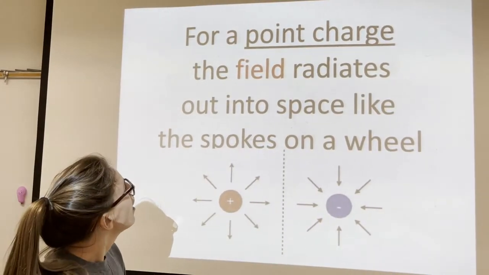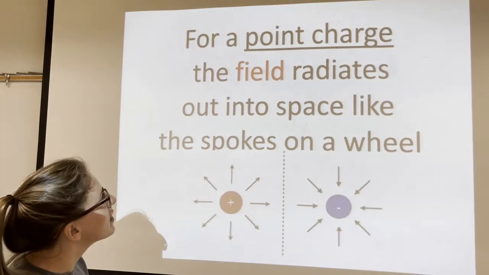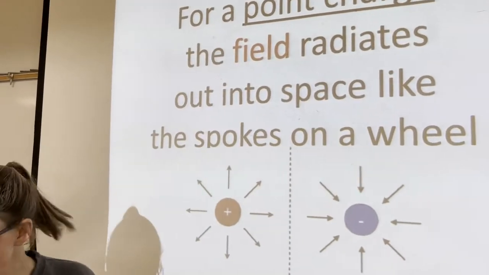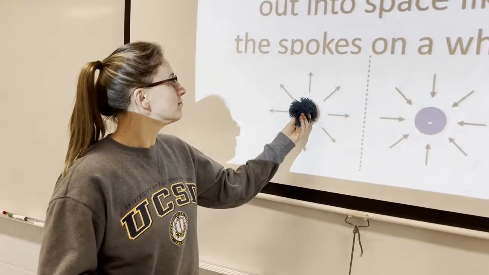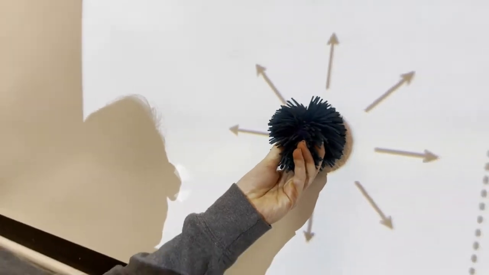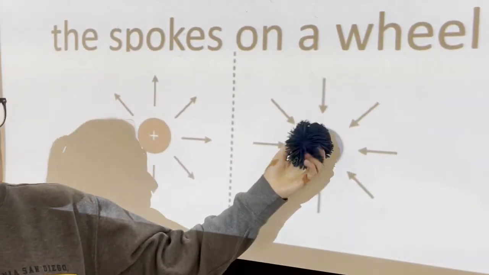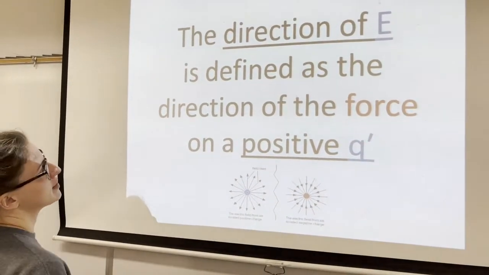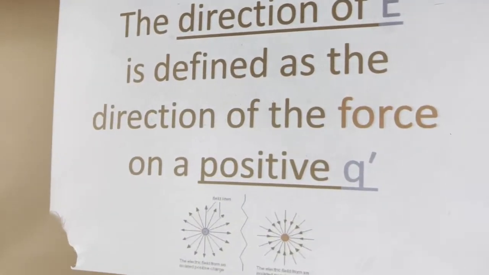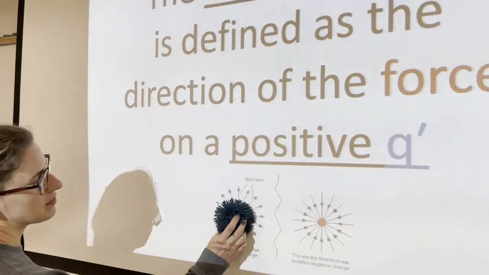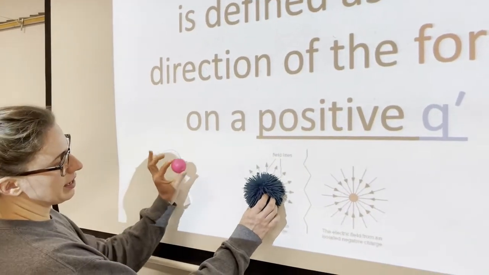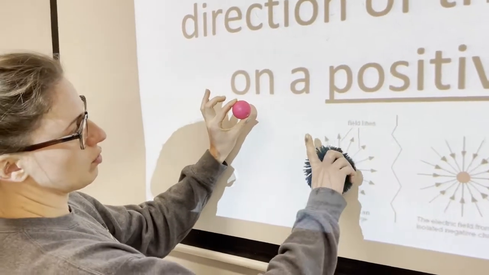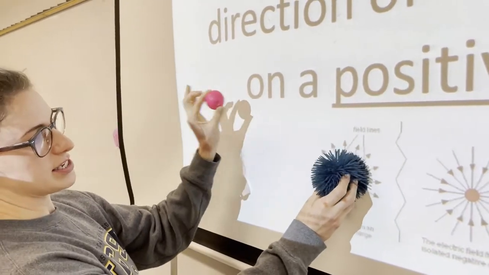So more review here. For a point charge, the field radiates out into space like the spokes on a wheel. The direction of the electric field is defined as the direction of the force on a positive test charge. So if this is my originating charge and I bring in a positive test charge, the spokes are going to go out. This is repulsion because this is positive and this is positive.